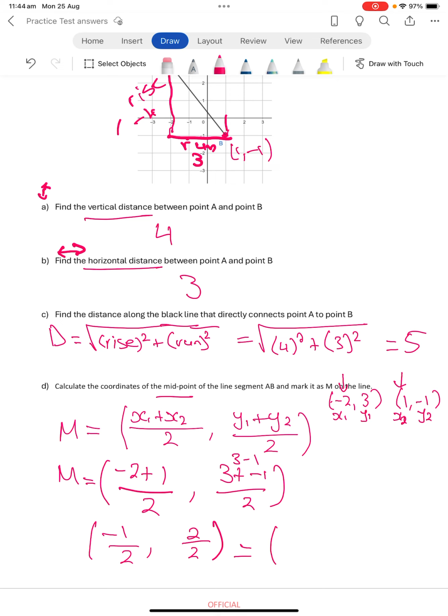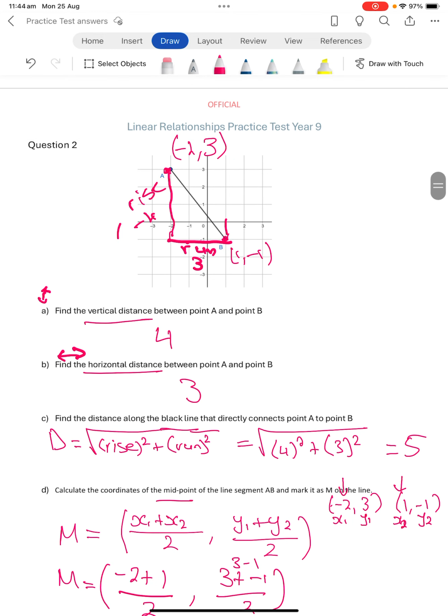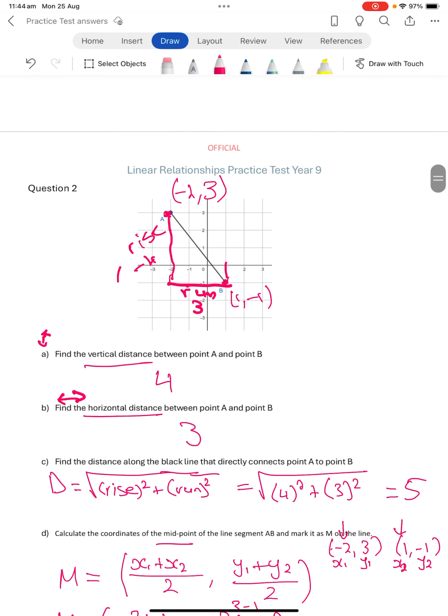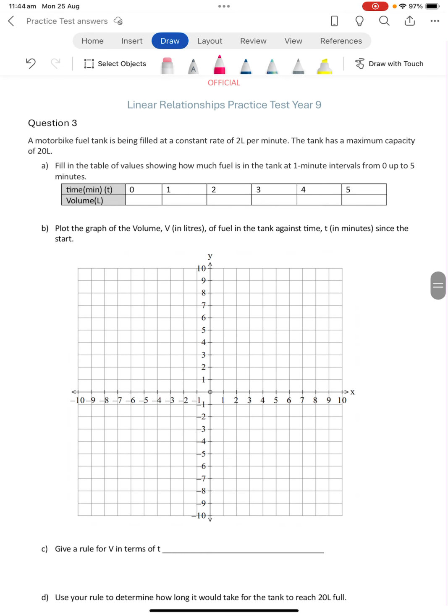Simplifying that down, you could leave it as -1 over 2, or you could write it as -0.5. Either is fine with me. 2 over 2 becomes 1 though, okay? And that would be our answer. And if you were to label that on here, -0.5 in the x and 1 in the y would look like right there. And you can see that's halfway between A and B. So we're good. All right. Next one.